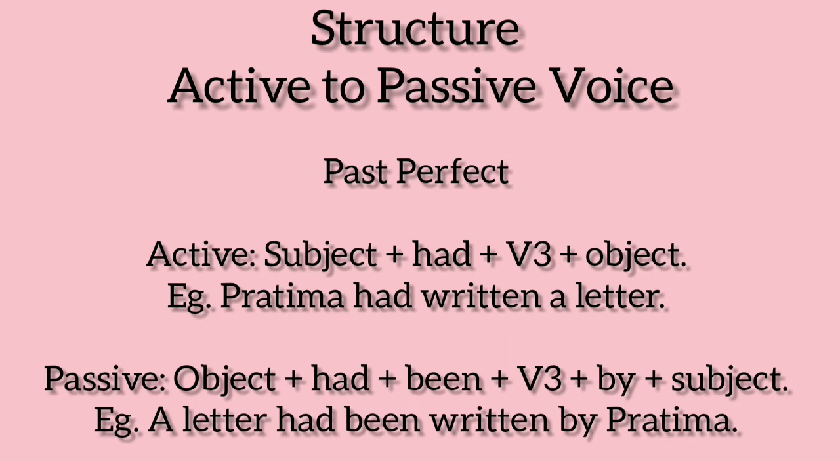For past perfect, the structure for passive voice will be object plus had been plus verb in the third form plus preposition by plus the subject. For active voice in past perfect, the example is Pratima had written a letter. The passive voice will be a letter had been written by Pratima.